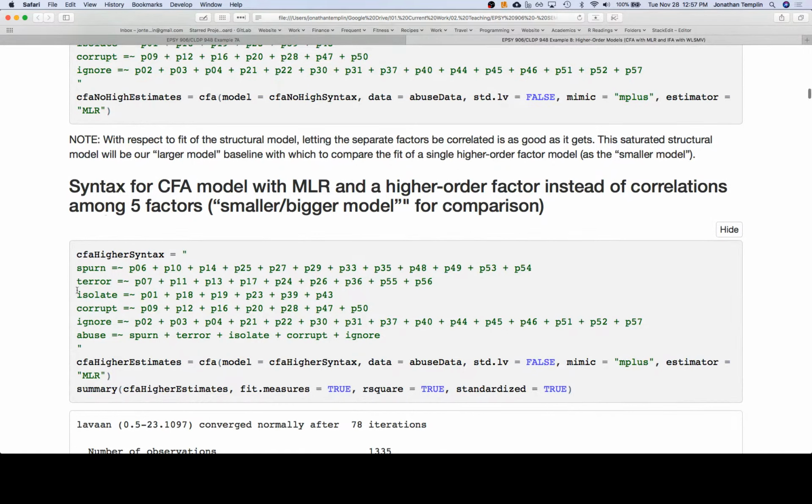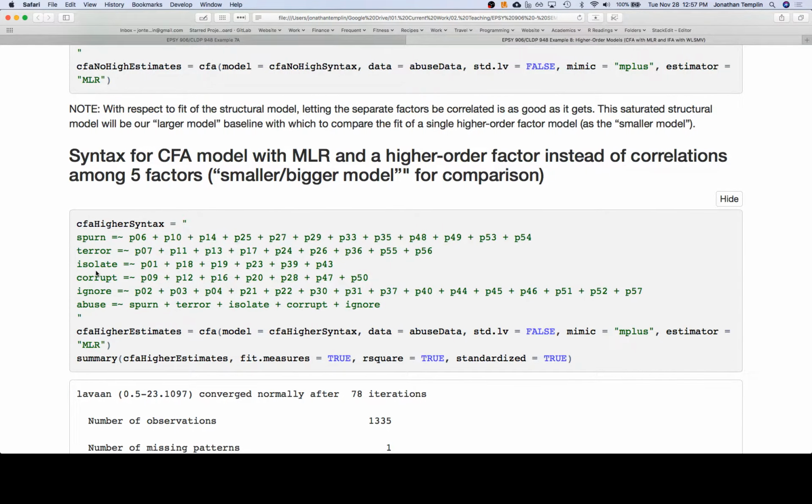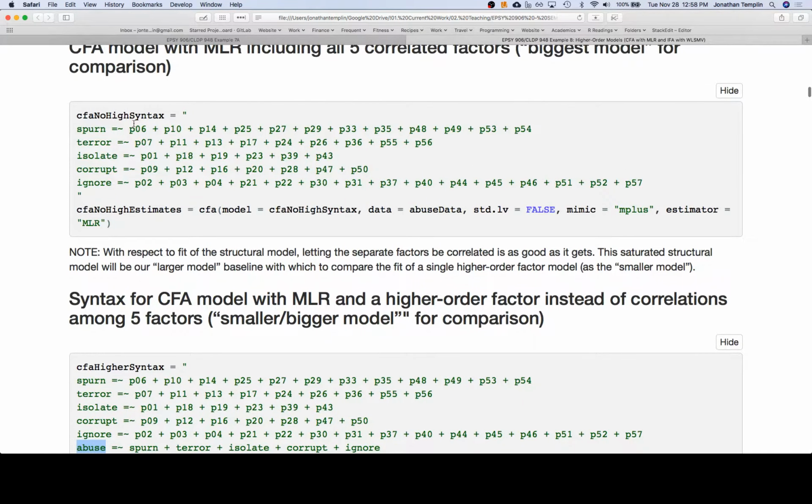Now, what about for this model for the factors? Right? Well, we're going to be estimating 5 factor variances, or residual variances in this case, and then 5 factor loadings, 1 for each of these. Actually, pardon me, 5 factor variances, 4 factor loadings, because the factor loading of the first one is set to 1, and then we're going to estimate the factor variance of abuse. So 5 plus 4 plus 1. So there's 10 parameters now. So the model that has no higher order syntax had 15 possible parameters. The model with the higher order syntax has 10.